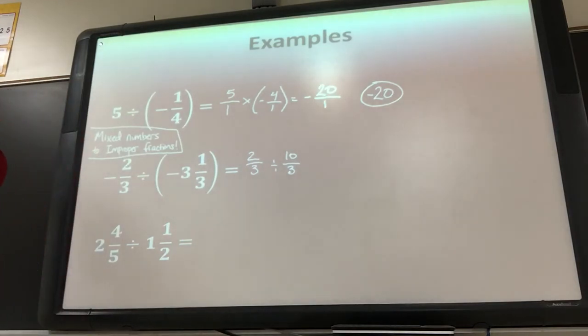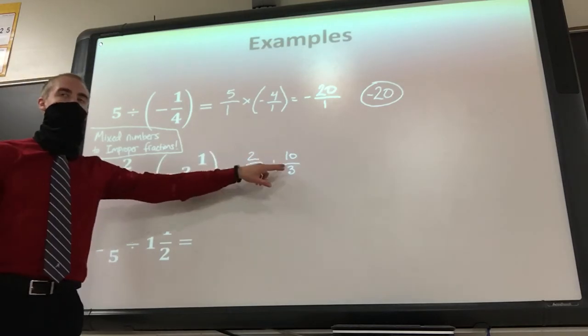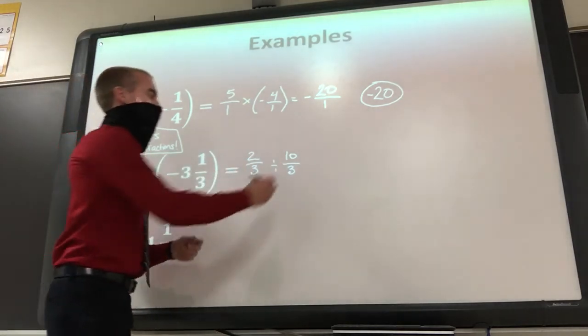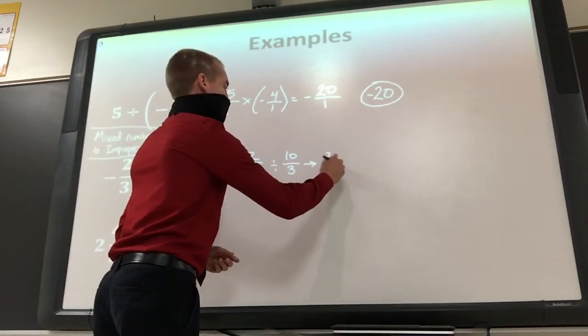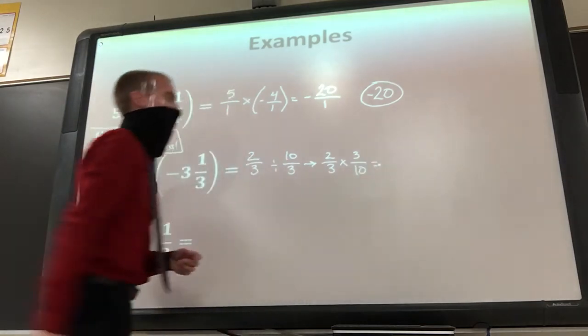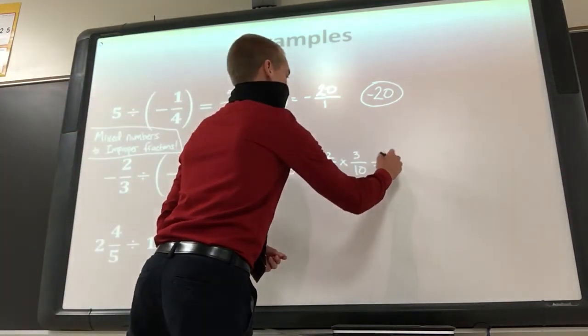Now we can, so that's another thing, I didn't mention it before. You cannot do keep, change, flip until the mixed numbers are improper fractions. Because you can't really flip a mixed number. So turn it to an improper fraction first, and then you can flip it. So we'll make this 2/3 times 3 over 10. And then multiply that, and we're going to get 6 over 30.